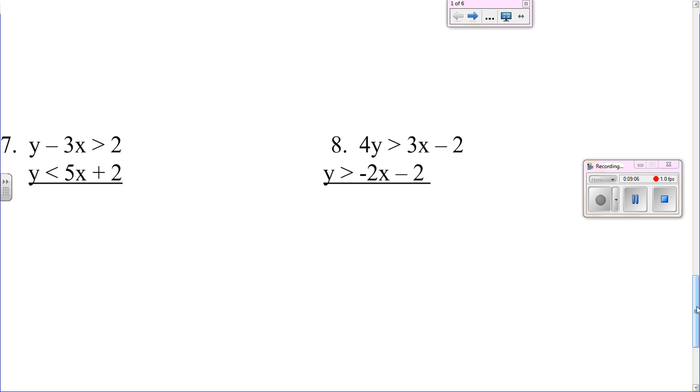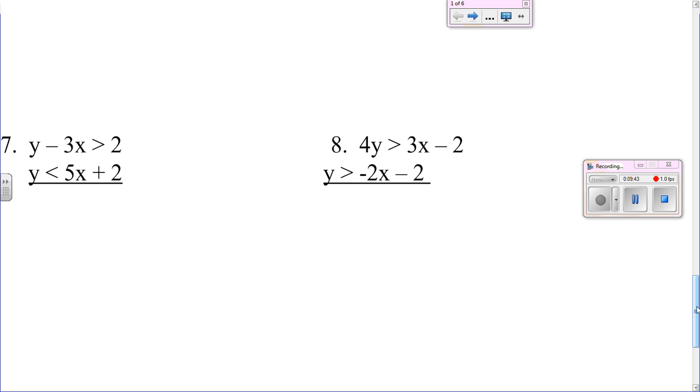Number 8, you have to divide by 4 first. So you get y is greater than 3/4 x minus 1/2. So you go down a half a block because it's minus 1/2, and make a dot. Then from there you go up 3 and right 4 because it's positive 3/4. Make another dot. It's a dotted line, and you're going to shade above it.